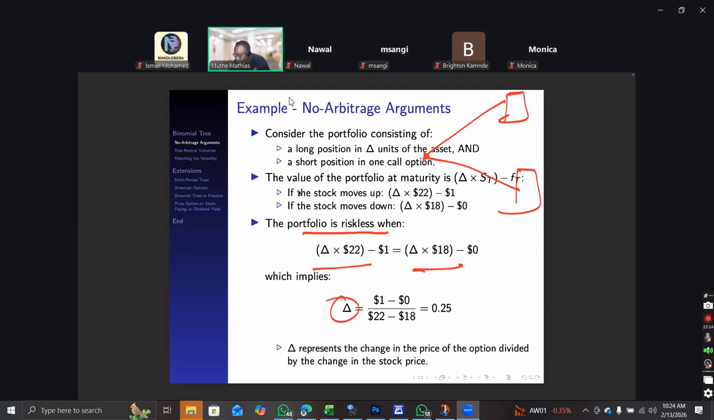Okay, so now if you rearrange this, if you hold 0.25 of the asset in your portfolio, it does not matter whether the price goes up or goes down, the outcome is the same. But if you look carefully at how we arrived here, we are taking 1, which was FU, and 0, which was FD. And this one here was SU, and this one here was SD. So it's like the change, right? In other words, this represents the change in the call option price with respect to the stock price.